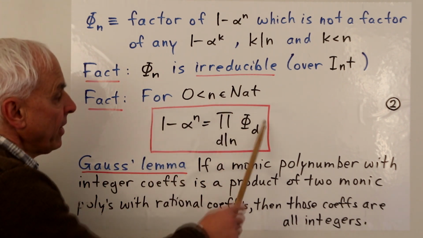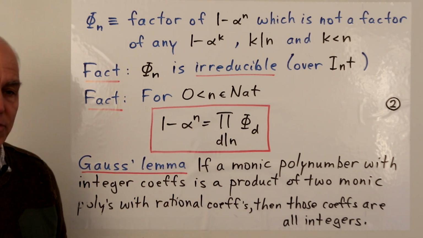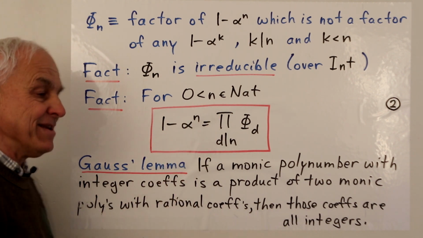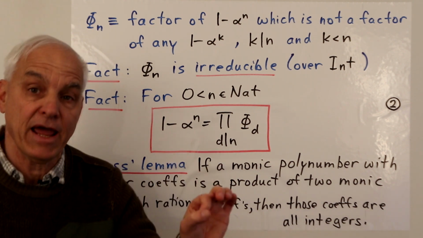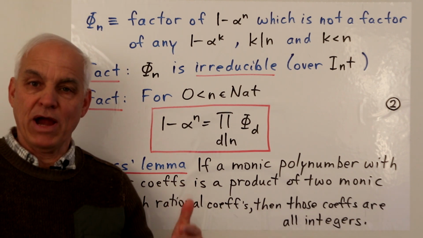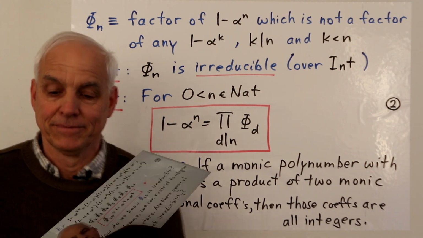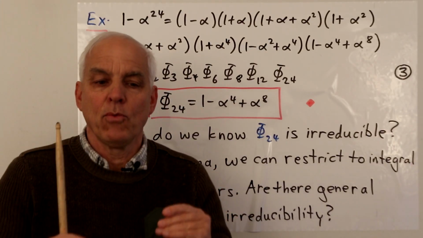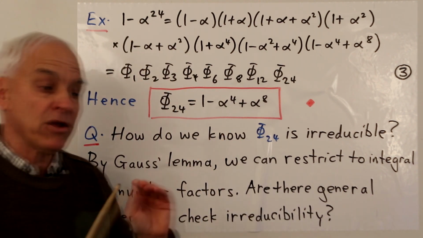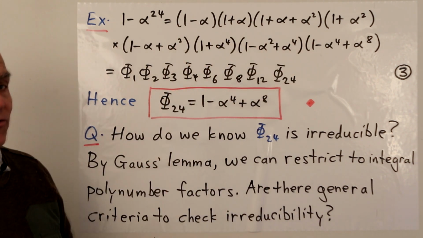And then we have an answer to the question of how to factor 1 minus alpha to the n. 1 minus alpha to the n is the product over all the natural numbers d that divide n of phi sub d. So these are perhaps the two main facts about the cyclotomic polynumbers. Let me illustrate those ideas with an example. Let's have a look at 1 minus alpha to the 24. Now my computer will factor that thing very quickly. So here are the 8 factors of this thing.